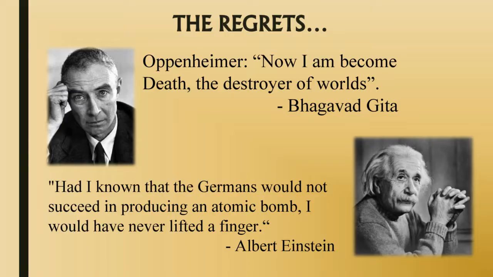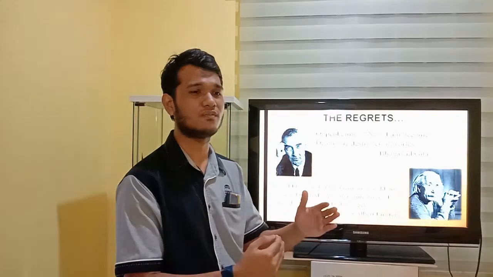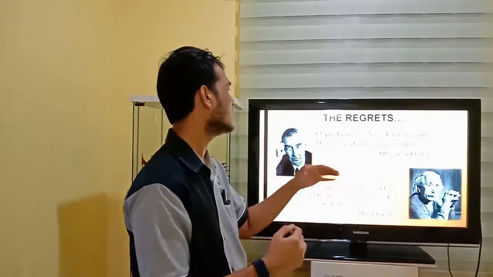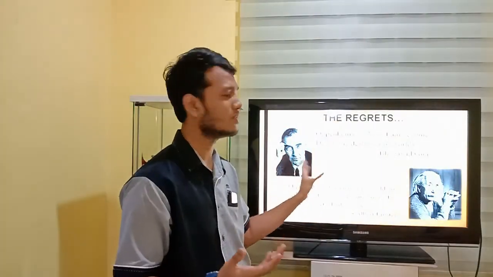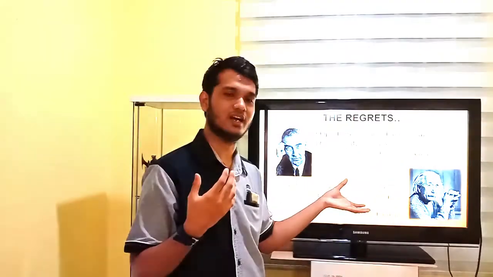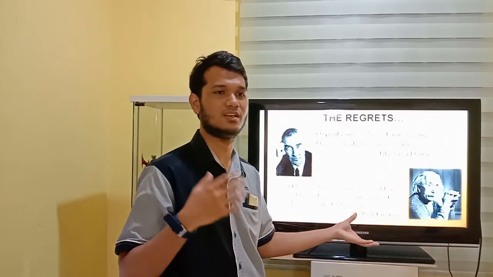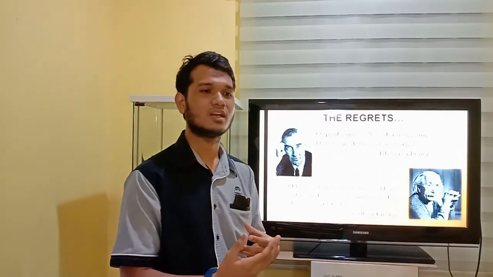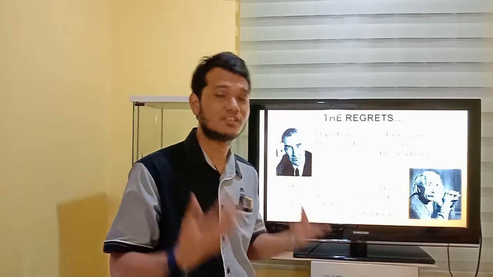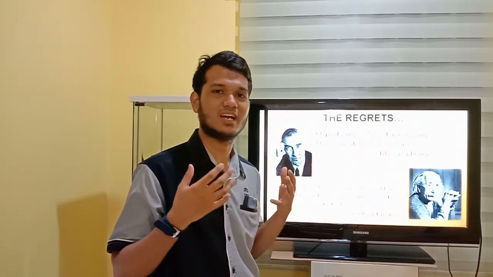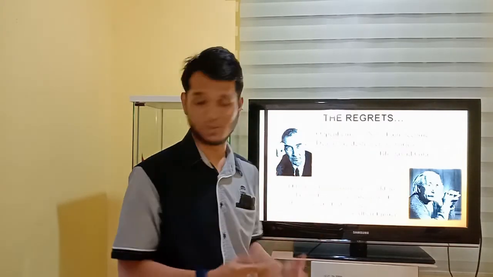Albert Einstein also felt the same way. He said that had I known the Germans would not succeed in producing an atomic bomb, I would never have lifted a finger. So we can see that both of them, Oppenheimer, who was the inventor, and Albert Einstein, who initiated E=mc², regretted the invention of the atomic bomb.